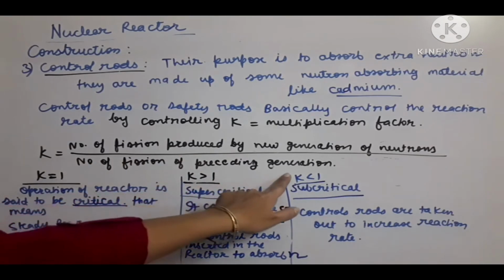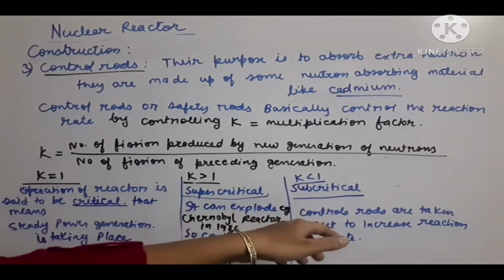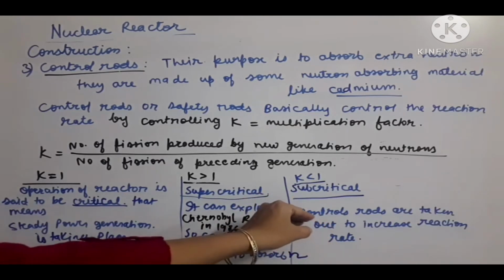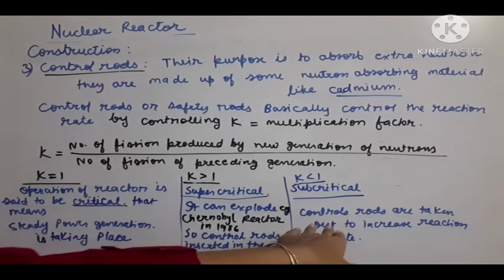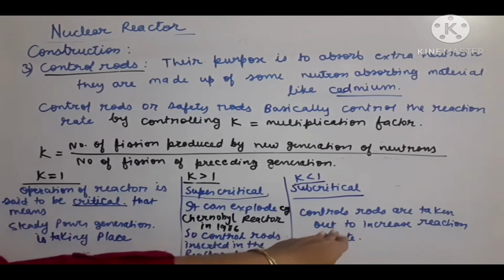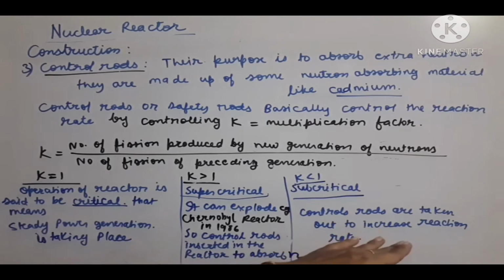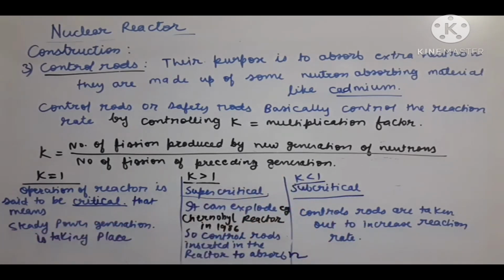And in case K is less than 1, that means control rods are not needed. Control rods should be taken out so that the number of neutrons is sufficient inside the reactor and they cause a sufficient number of fission reactions. So this way, whenever K is less than 1 or K is greater than 1, control rods play their role in controlling the reaction rate.